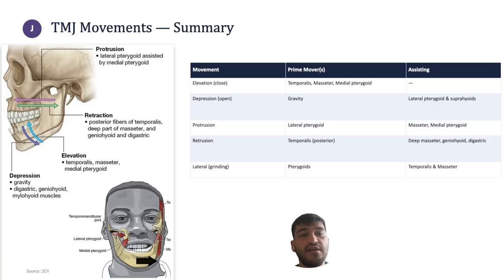And then we have the TMJ movements, a little summary of it. So for elevation and closing, we have the temporalis, masseter, and medial pterygoid. And then for depression, we have the lateral pterygoid and suprahyoids, but the main mover obviously is the lateral pterygoid. Then for protrusion, we have the lateral pterygoid with some help from the masseter and medial pterygoid. For pushing it back, we have the temporalis, deep masseter, geniohyoid, and digastric, but main retrusion is from the temporalis. And then for grinding, always the pterygoids.